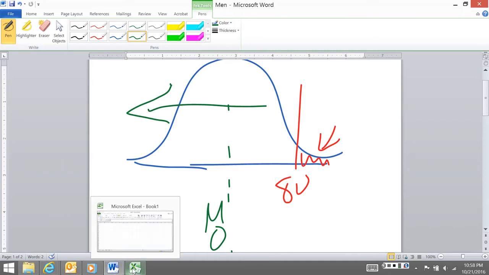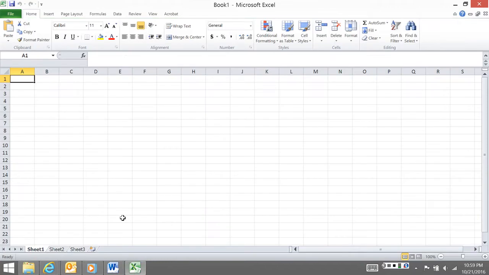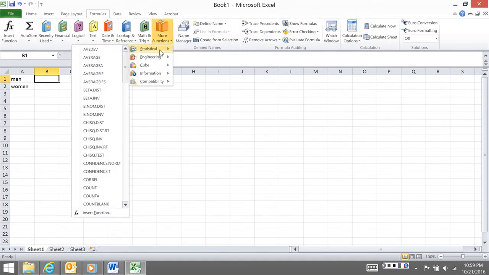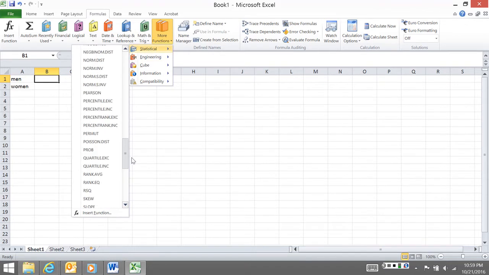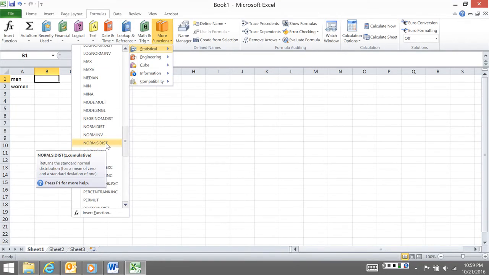So I'm going to get up in Excel. Now remember, in Excel, we have the option of converting to a z-score first, or we could just use the normal distribution to go straight to it, and that's what I'm going to do here. We've got men, and we've got women. I'm going to do men first, and I'm going to go to formulas, more functions, statistical, and go down here to the N's, and I want normal distribution. Now, if I went to normal S distribution, I'd have to have a z-score. I'd have to convert it. I can do that, but it'll do it for me, so why?